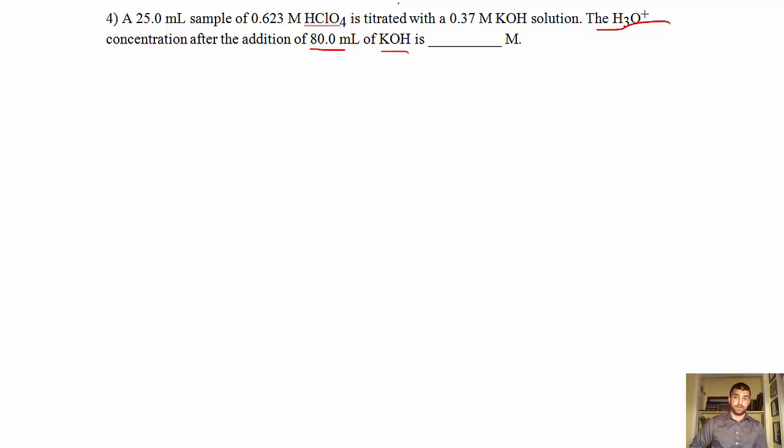Okay, so the first thing that we're probably going to want to do is figure out how many moles of each thing we have. So let's start with moles of the base. Well, we have to find the base that we're talking about. Here we go. And we have 80 milliliters of it. So moles of the base is going to be the molarity of the base, 0.37, times the volume, 0.0800.